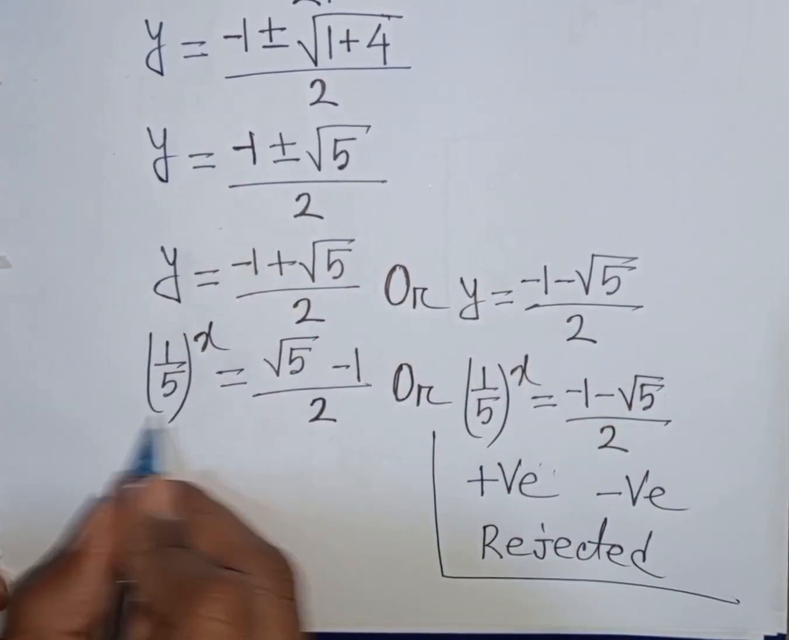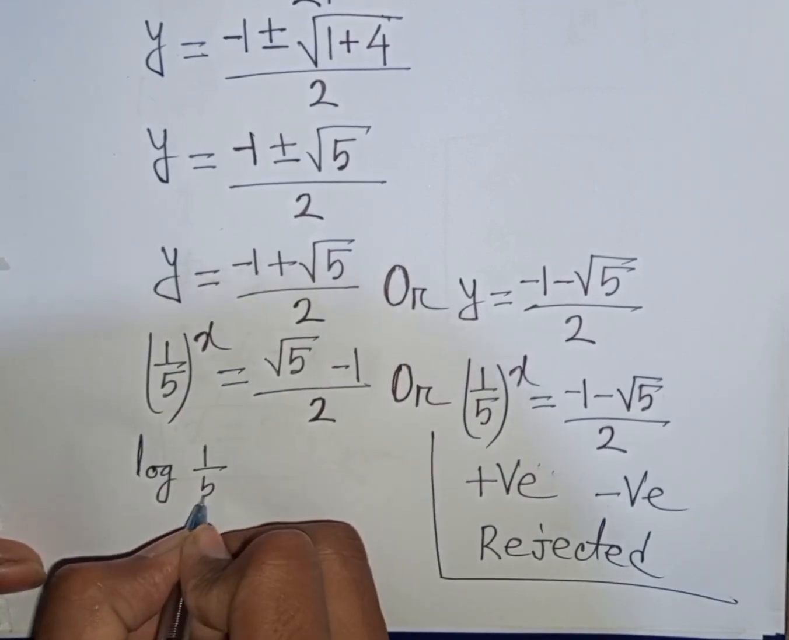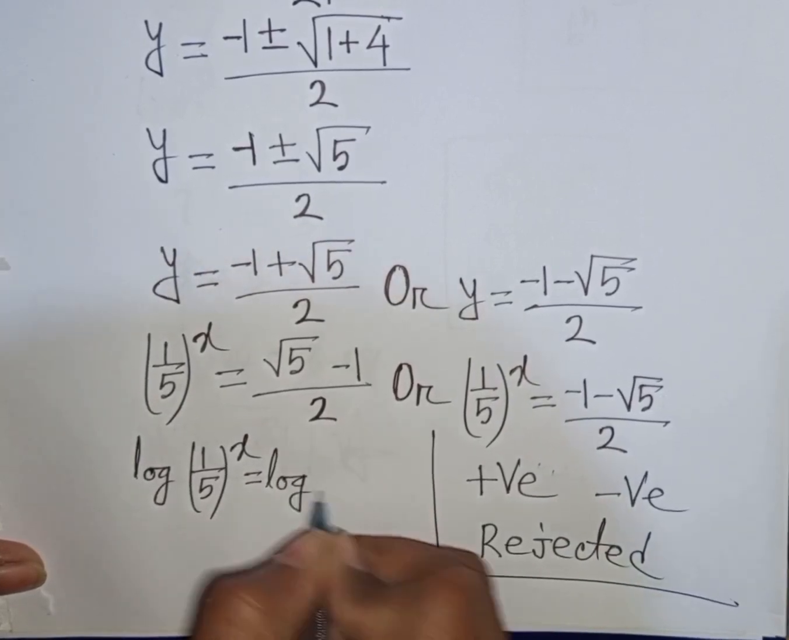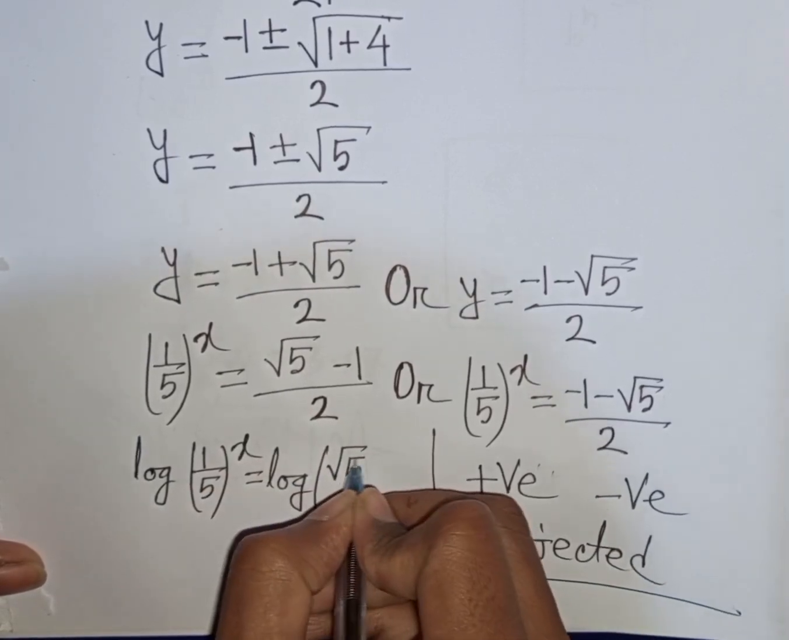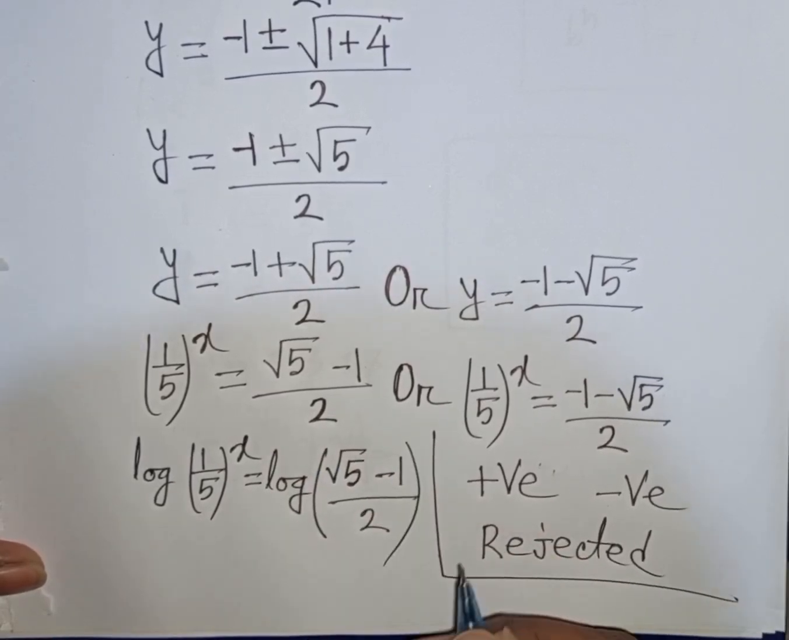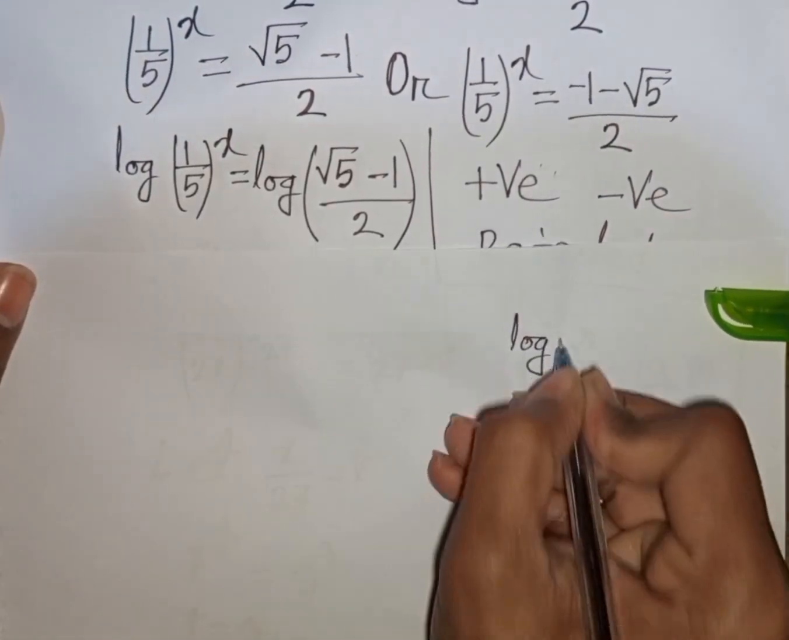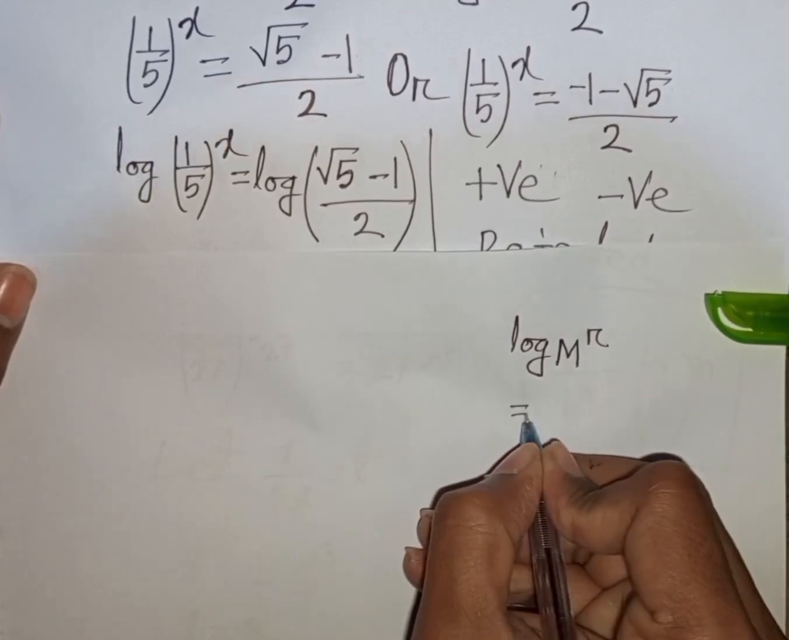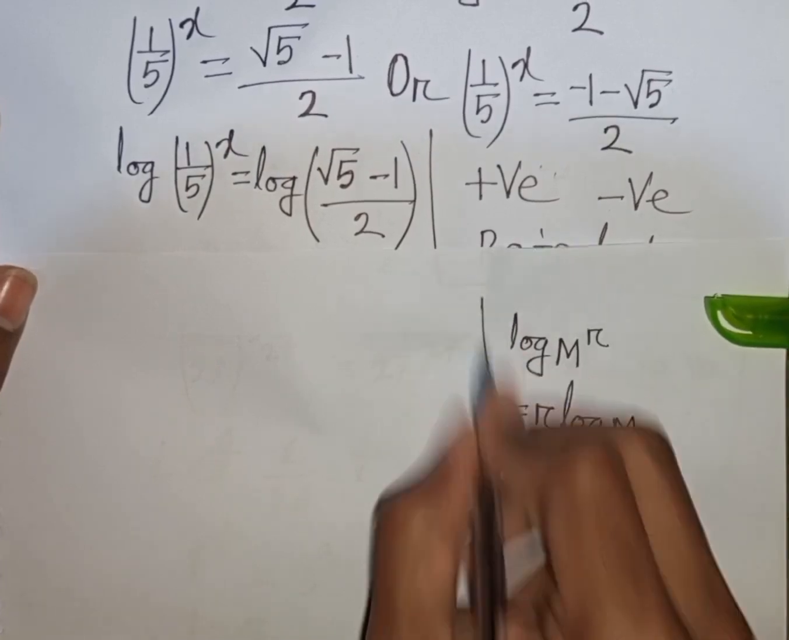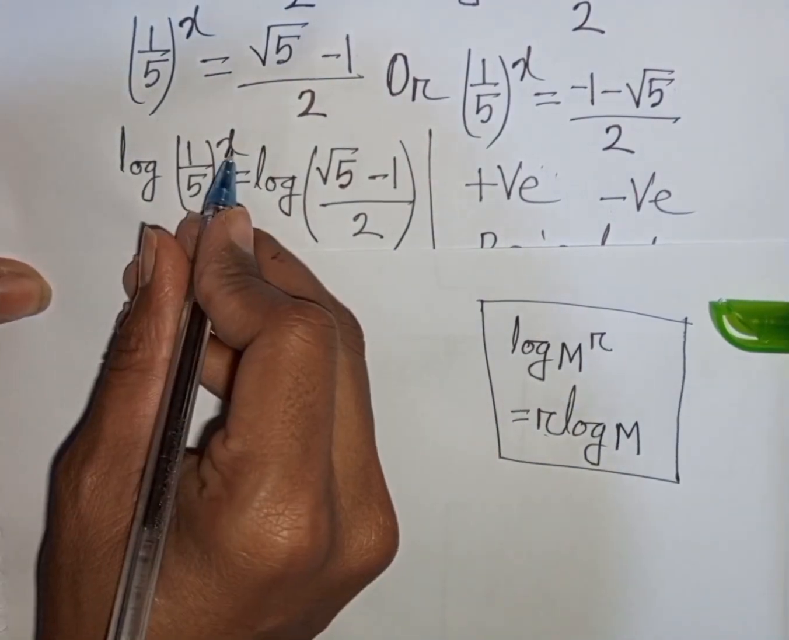Now from here we apply log on both sides. So you can write here log of (1/5)^x is equal to log of (√5 − 1)/2. Now here you can apply the rule that log m^r is equal to r log m. That means this power r moves to the front. So according to this rule, this power x we will move to the front.